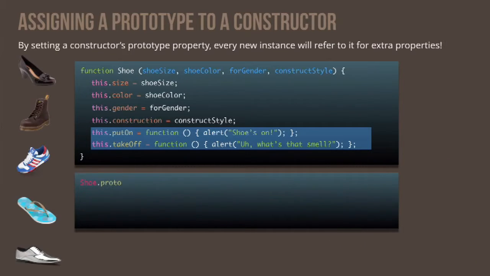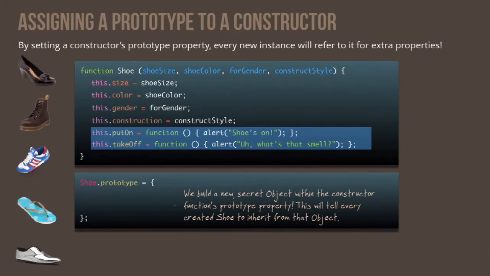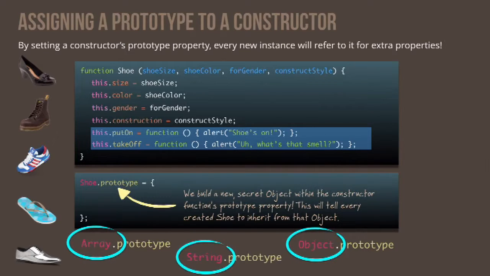So here, with our shoe.prototype, we're going to go ahead and build a new secret object within the constructor function's prototype property. This will tell every created shoe to inherit from that object. You might notice something else here. We haven't drawn attention to it yet, but every time we've called any prototype at all, be it array prototype, string prototype, or the object prototype, we have always called it as a property of a certain class's constructor function using the dot operator. That's no different here. We've got the shoe.prototype ready to roll.